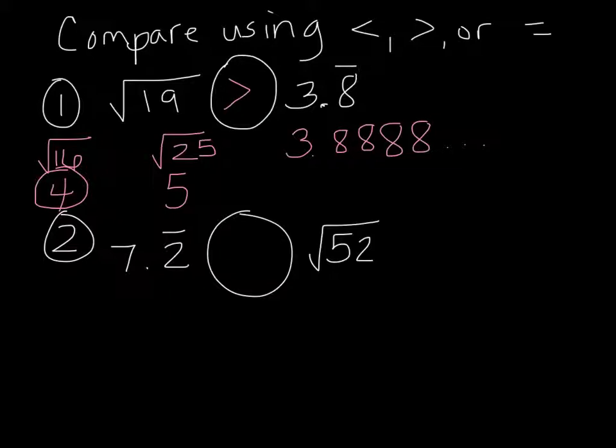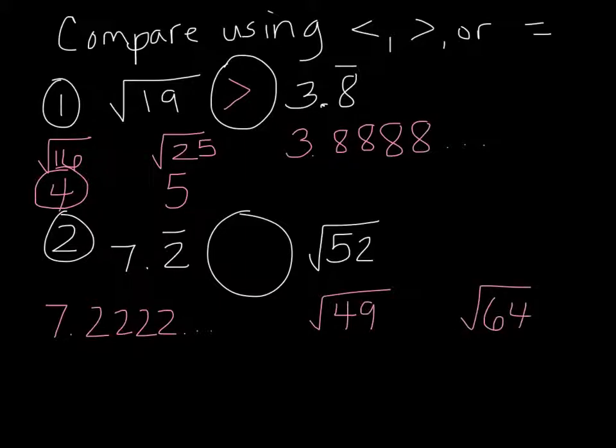Number 2, 7.2 repeating. The 2 just keeps repeating. And then the square root of 52, I know that 52 is really close to 49 and it's really close to 64. And I know the square root of 49 is 7 and the square root of 64 is 8. Now let's see. It's only 3 away from 49, and 64, it's a lot farther away from 64, like 12 away. So it's actually going to be closer to 7.